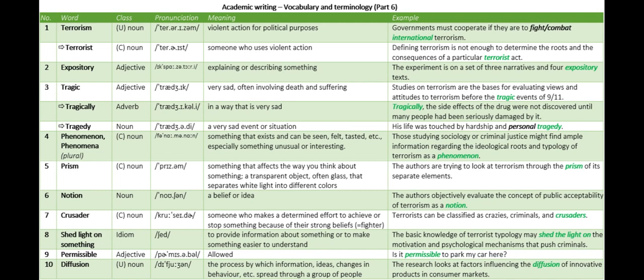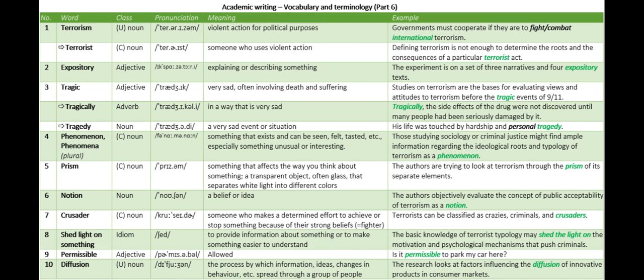Example, tragically, the side effects of the drug were not discovered until many people had been seriously damaged by it. Tragedy. Noun. Meaning, a very sad event or situation. Example, his life was touched by hardship and personal tragedy.